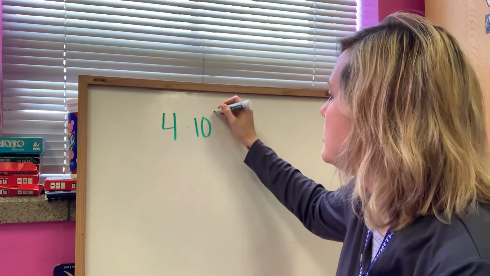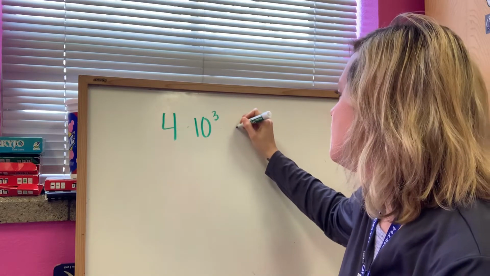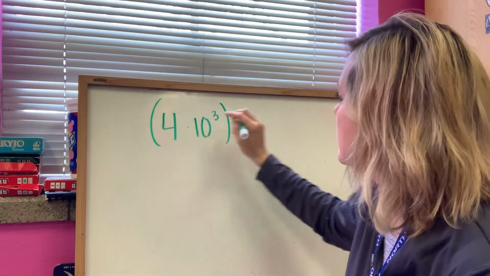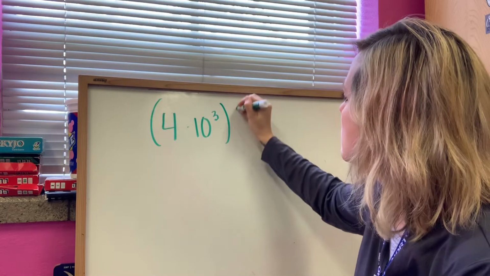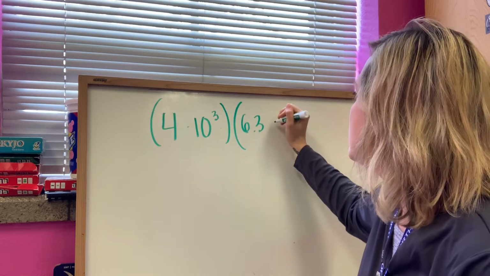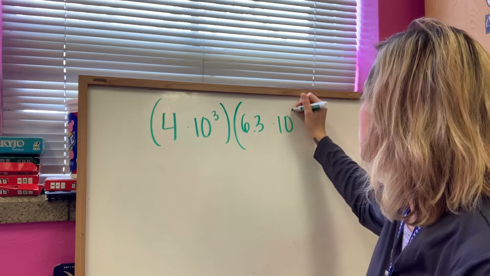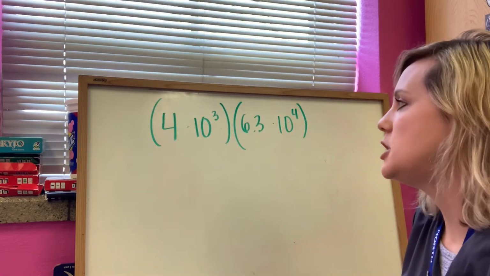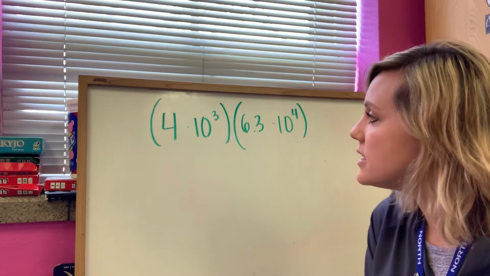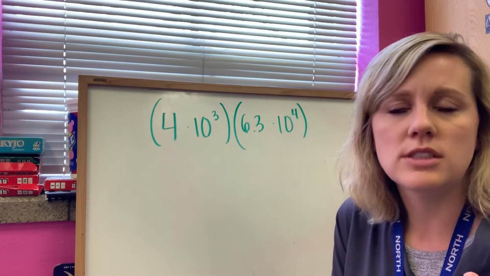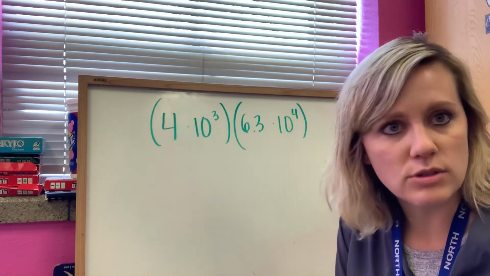times 10 to the third power, and then we're going to multiply that by, we usually write it actually like this, 6.3 times 10 to the fourth power. Okay, so both of these numbers are in scientific notation, and when you multiply numbers, it really doesn't matter the order that you multiply them in. And you guys know, just like 2 times 3 is the same as 3 times 2.